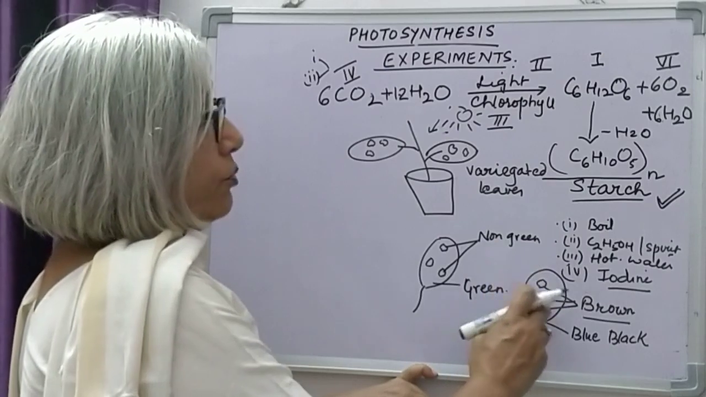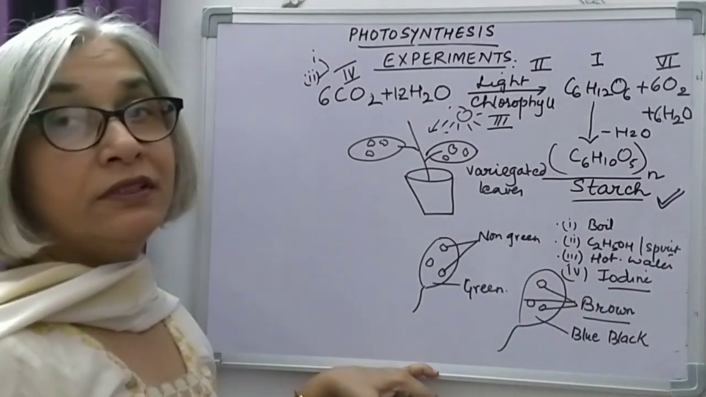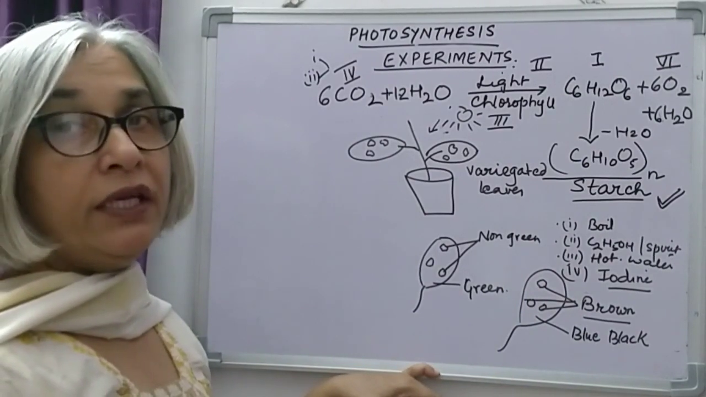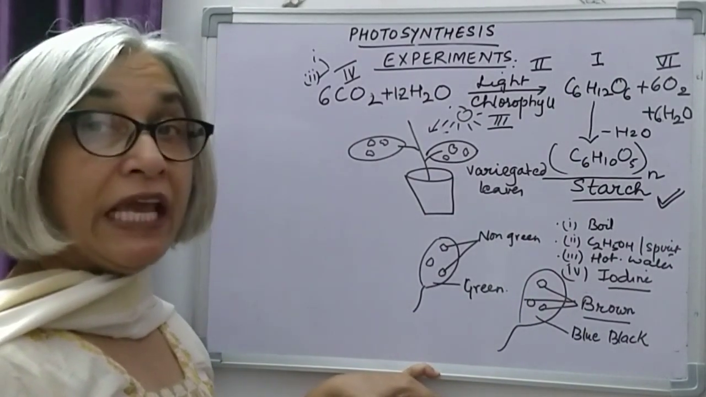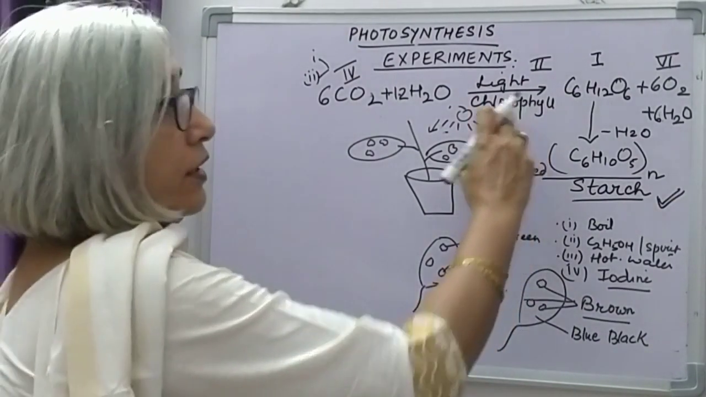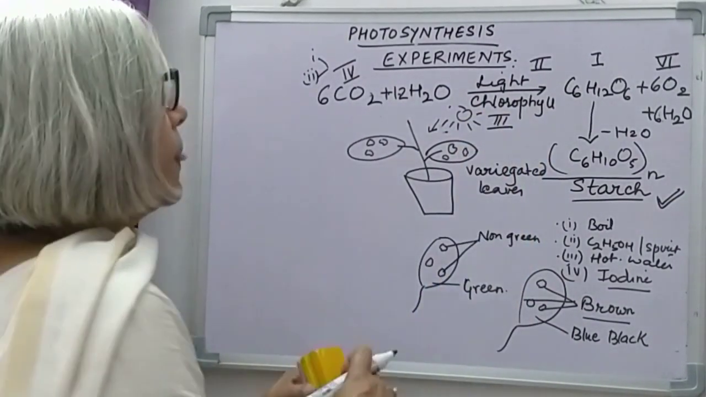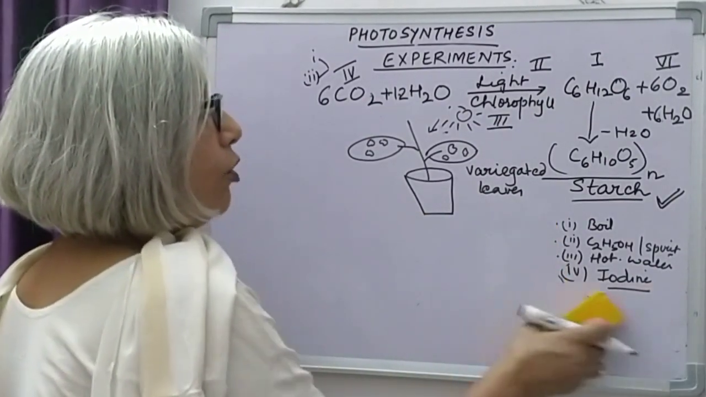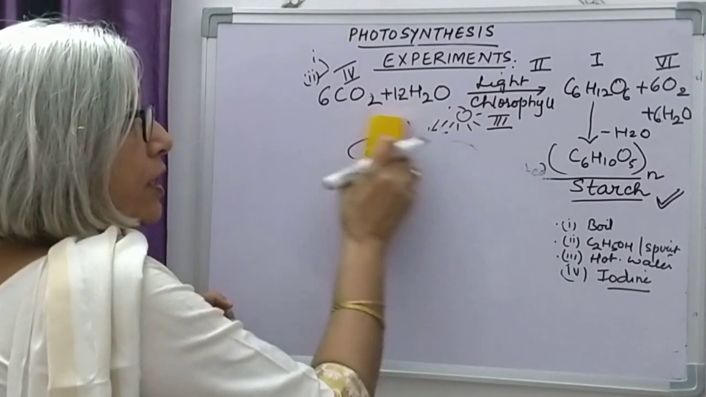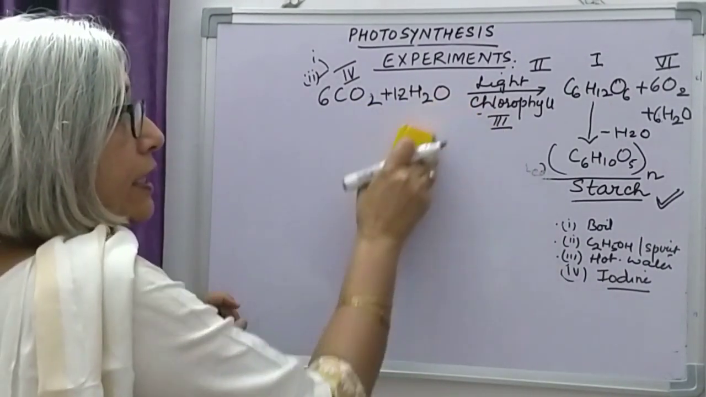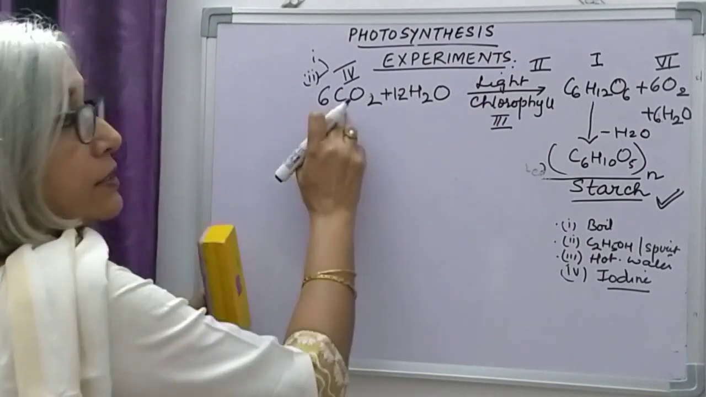The non-green portions became brown, did not give the iodine test or tested negative for starch. So this is the third experiment. Now we come to the fourth experiment. The aim of the fourth experiment is to prove that carbon dioxide is essential for photosynthesis.